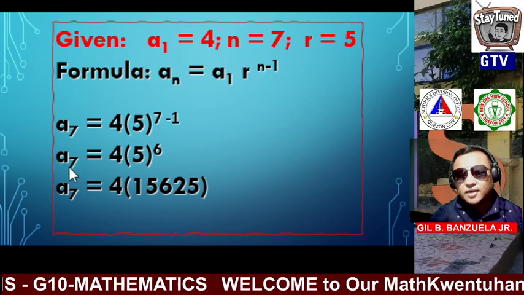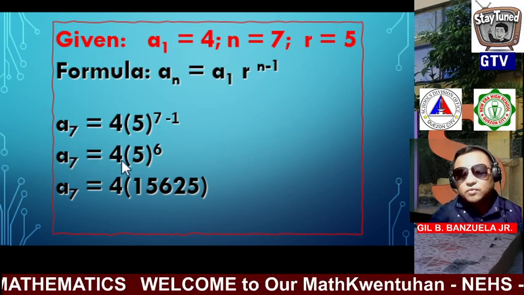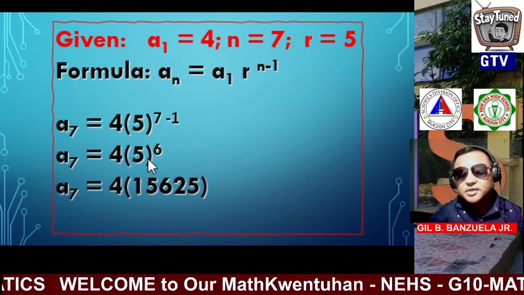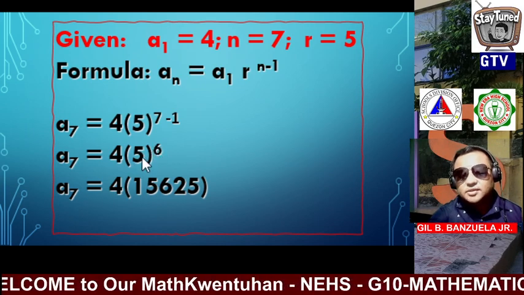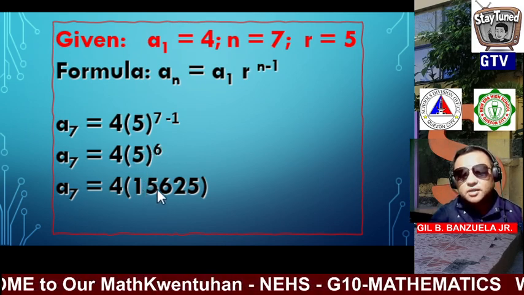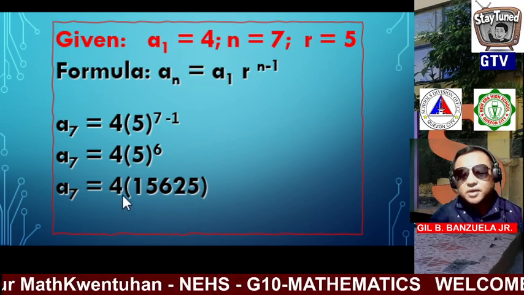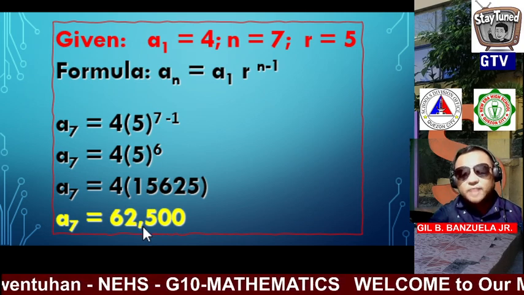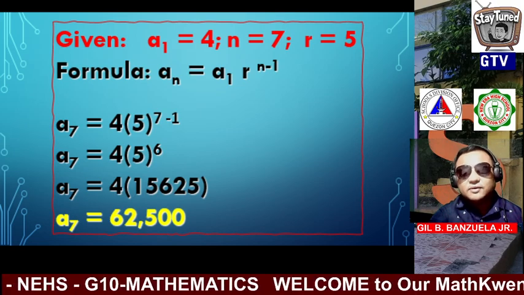Then, let's simplify. Just bring down a sub 7 equals 4. Then, 7 minus 1 is 6. Then, please press this on your calculator. 5 raised to 6 is equal to 15,625. Then multiply by 4, we will arrive at 62,500. And that is our 7th term.